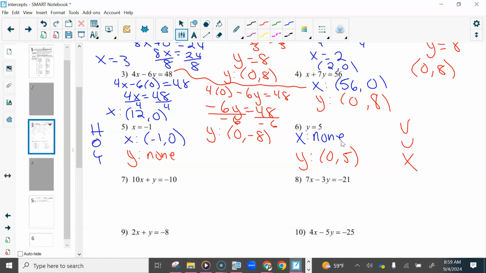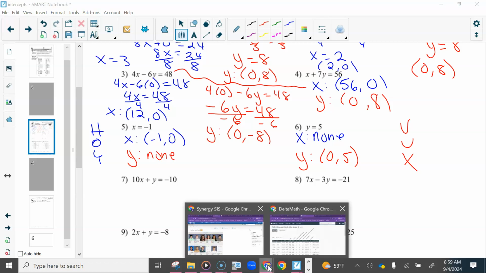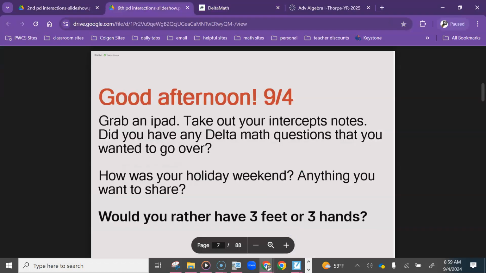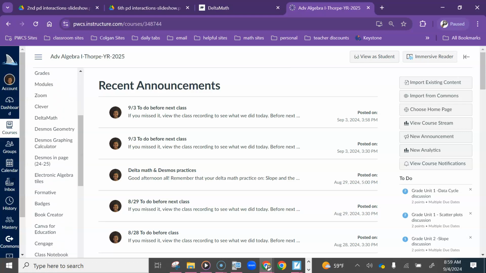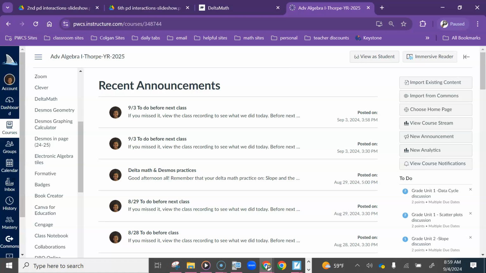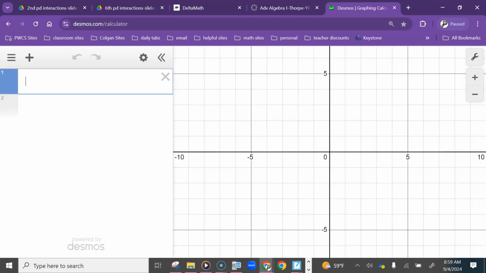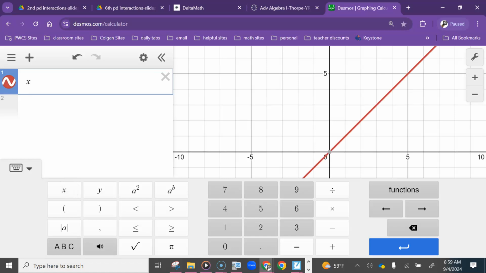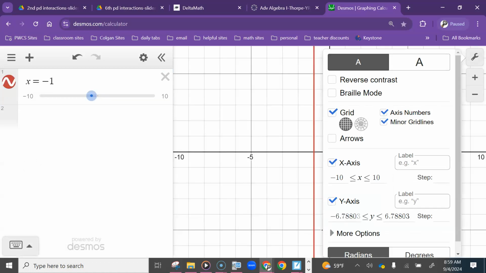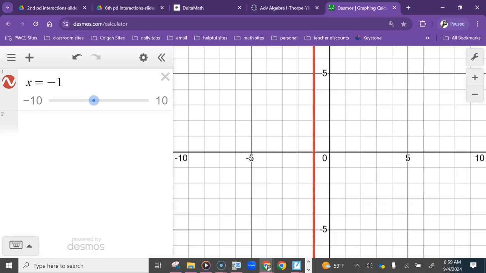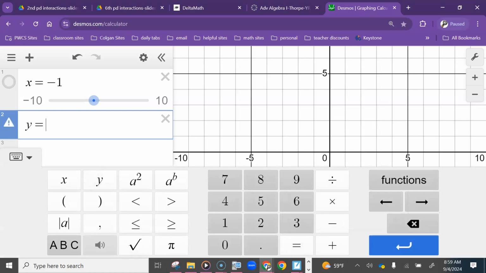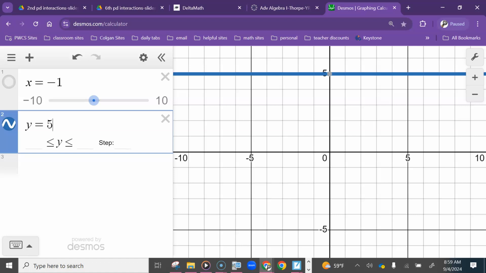On Canvas, if you would like to also do this, there is a Desmos in page. You can use that if you would like to see this also. All right, you had x equals -1. So I can see this vertical line is never going to cross the y-axis, which is why it wouldn't have a y-intercept. And then my y-intercept, I can see this horizontal line crosses the y-axis, but it will never cross that x-axis.